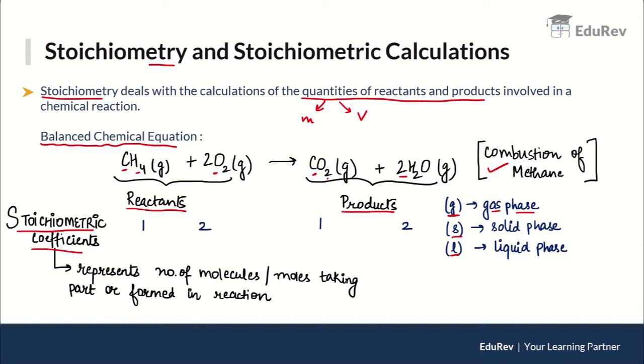So the coefficients of these reactants and products represent the stoichiometric coefficients. Like in case of this reaction, methane has a stoichiometric coefficient of 1, oxygen has 2, carbon dioxide has 1, and water has 2. So these stoichiometric coefficients represent the number of molecules or moles taking part or formed in the reaction. What does this mean? Like I can say that 1 mole of methane is used to produce 2 moles of water. Okay. So stoichiometric coefficients give you this information.